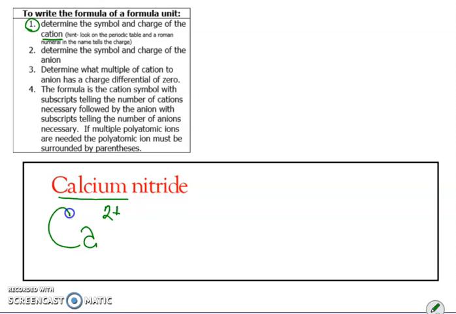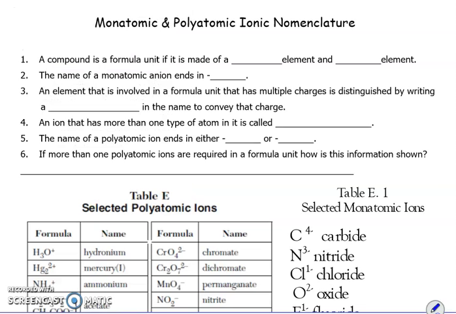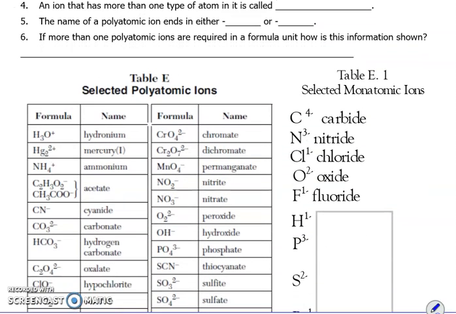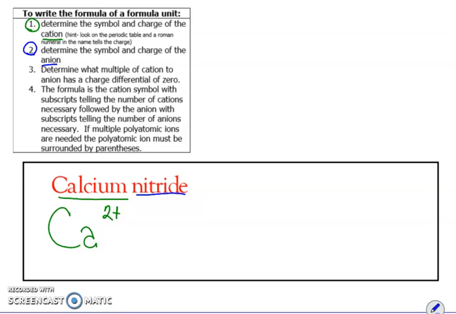Generally, the convention is to write the magnitude first and then the charge. But if you write the charge first, so if you write +2, that's not going to be the end of the world. No big deal. All right? So there's the first step. The second step just says determine the symbol and charge of the anion. Anion is nitride. Nitride, as we just learned, is one of our monatomic ions. It ends in IDE. Nitride is right here. The symbol and charge of that is N3-. So we write N3-.